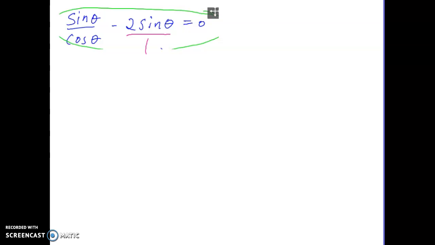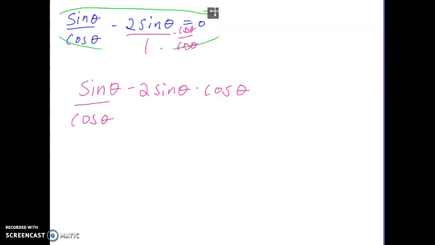So here's just another option, an algebraic option. I'm going to go ahead and multiply this fraction by cosine over cosine. Okay, that makes the two fractions both have a cosine of theta in the denominator. The denominator is the same, so I can add them together. So now the new numerator would be sine of theta minus 2 sine of theta times cosine of theta, right? And I'm just going to leave this over cosine of theta.